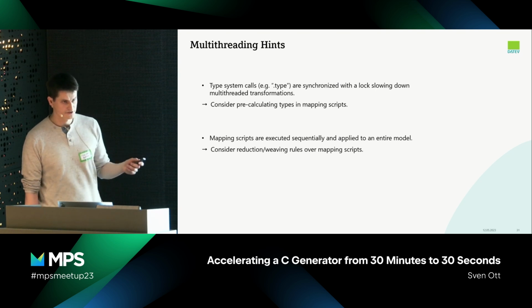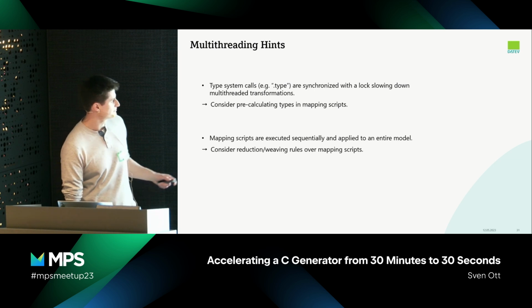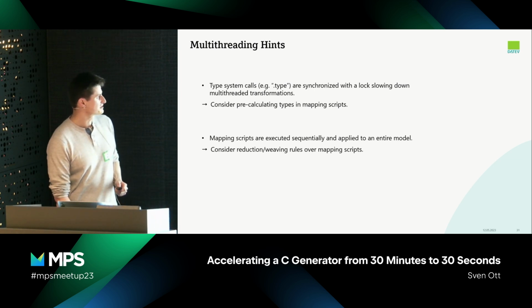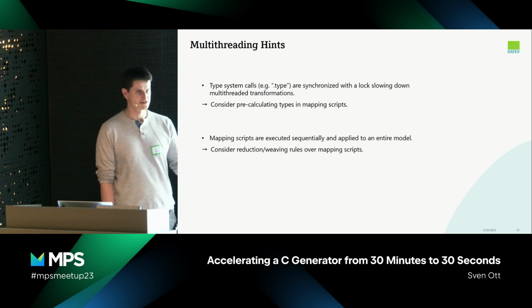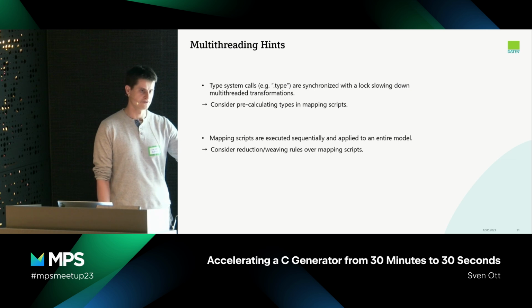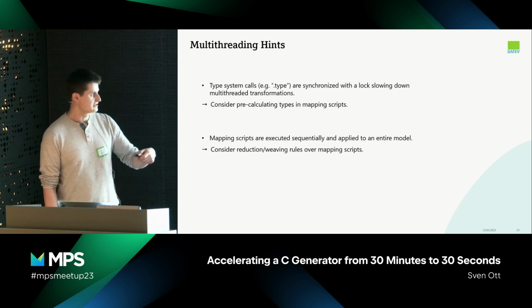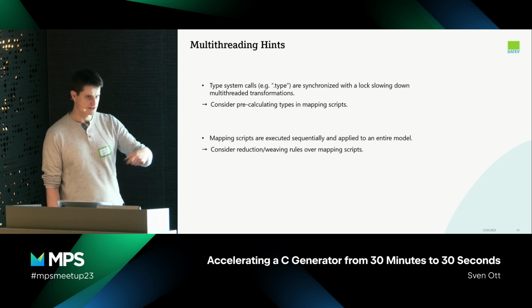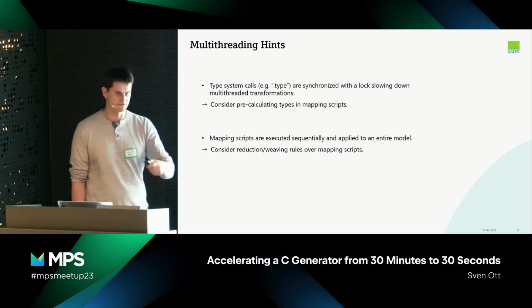However, what you have to keep in mind, what we figured out, is that type system calls, so if you use the .type operation in the generator, those type system calls are synchronized using a lock. So this actually slows down the generator if you have those type system calls in reduction rules. Even a multi-threaded generator is slower than a single-threaded generator if you calculate types in reduction rules.